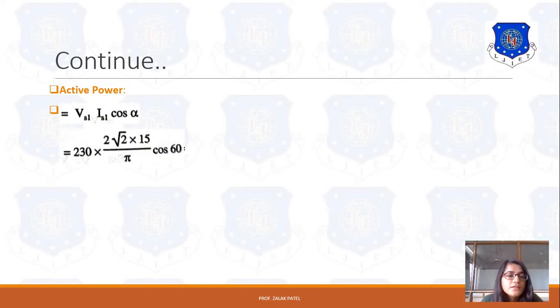Next is active power. Active power is supply voltage into supply current component into cos alpha. We have the values of all the quantities, so if we put them in, it looks like this.